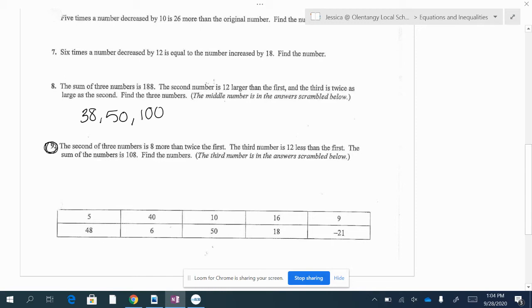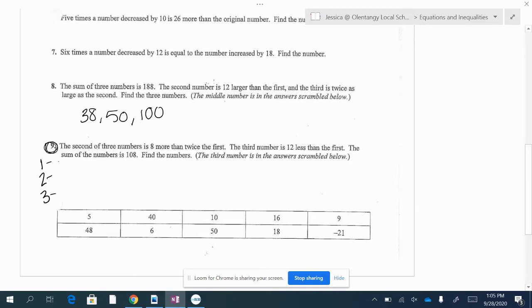Number 9 says the second of 3 numbers is 8 more than twice the first. The third number is 12 less than the first. The sum of the numbers is 108. Find the numbers. Here it's really helpful if you write out your numbers. So I'll write my first number, my second number, and my third number.